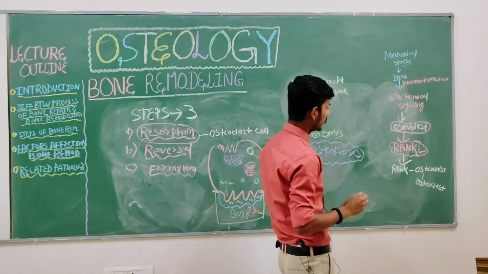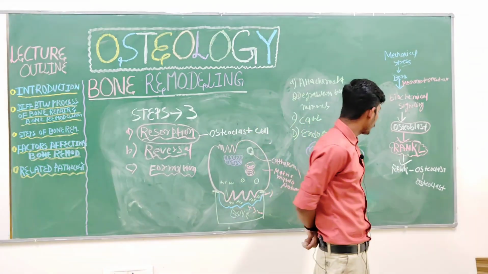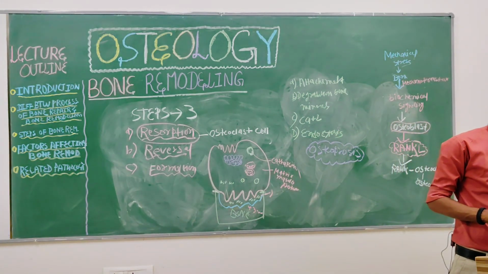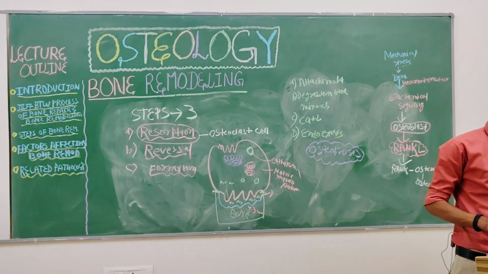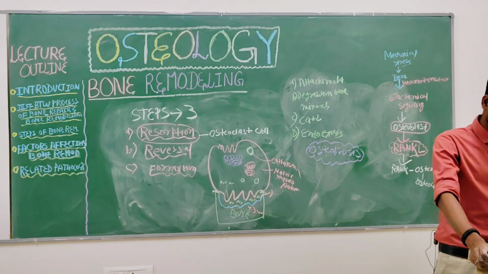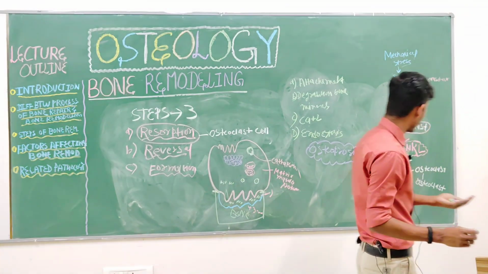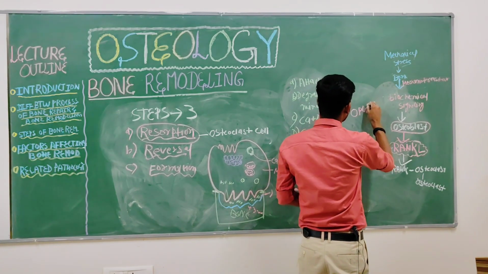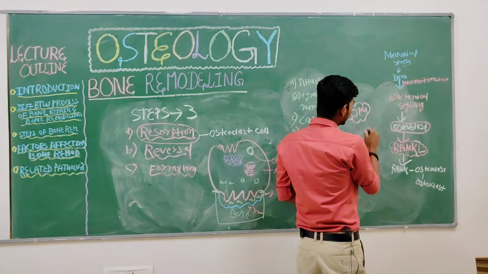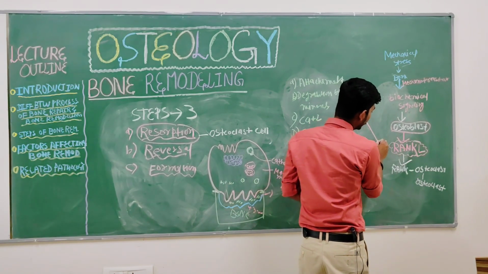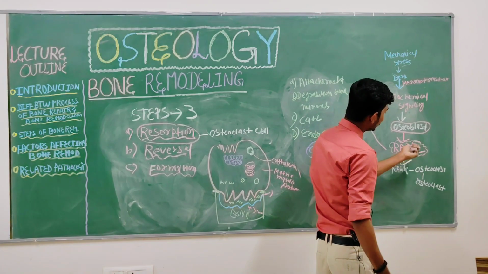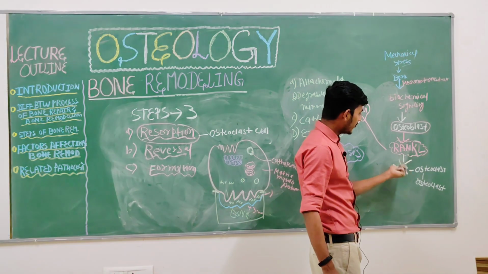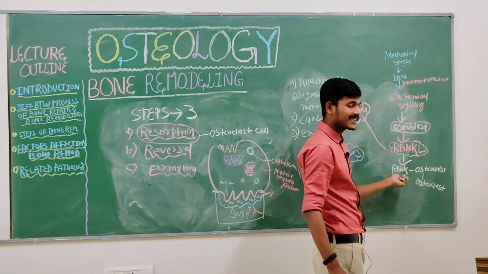Okay, so how will this RANKL be regulated? It is regulated by the action of one protein called osteoprotegerin, or we can simply call it OPG. It competes with this RANKL ligand in the binding with the osteoclast, or we can say the RANK.